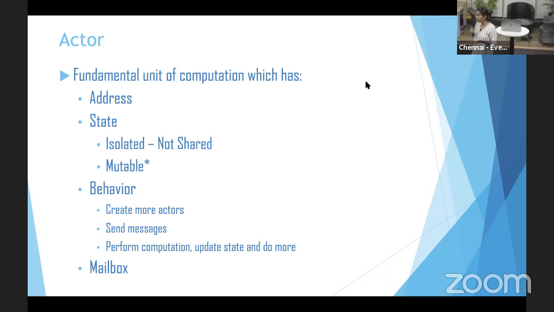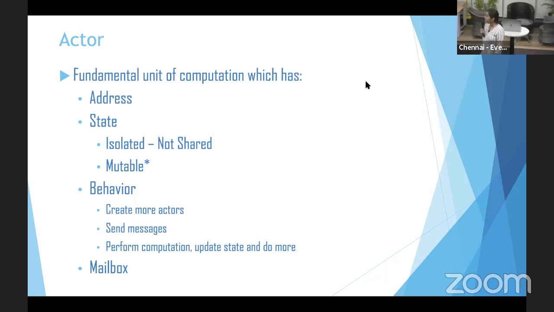Now, what's special about this state is that the state of an actor is isolated. It's not shared. It cannot be accessed by any other actor. It cannot be mutated by any other actor. So it is mutable only by the actor itself. As account 1, I can only mutate my balance. No other account can come and mutate my balance. So this is a very important property of actors in the actor world, which we'll see is very important in implementing concurrent applications.